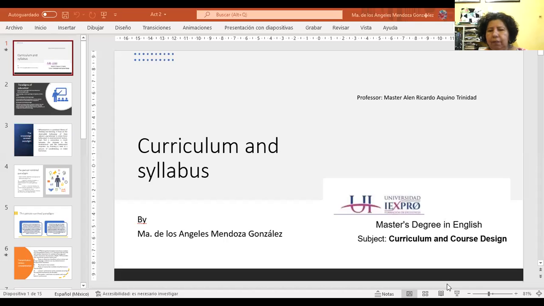And this is a very important topic because as teachers, we are always involved with these elements. Okay, then let's start.